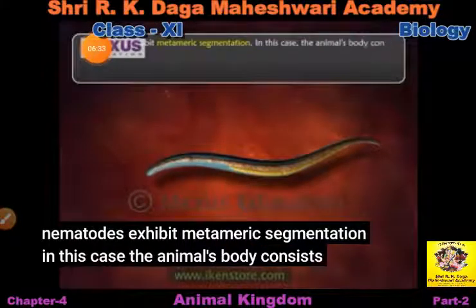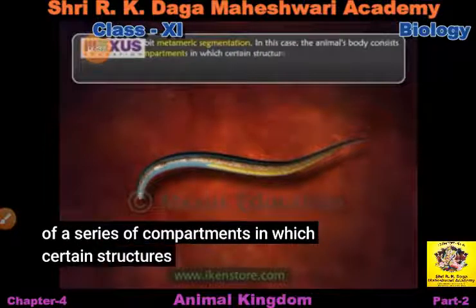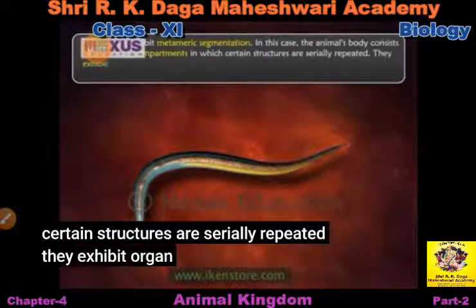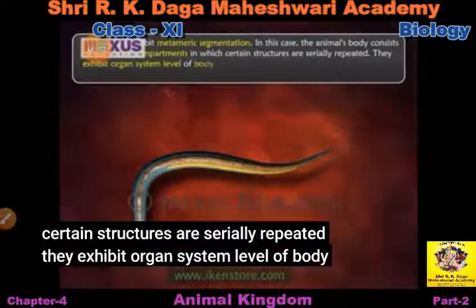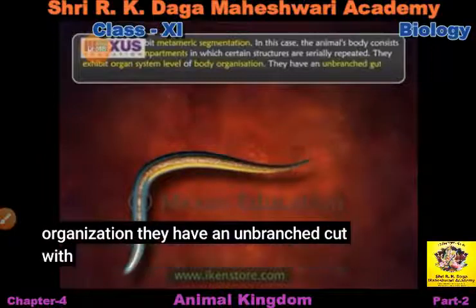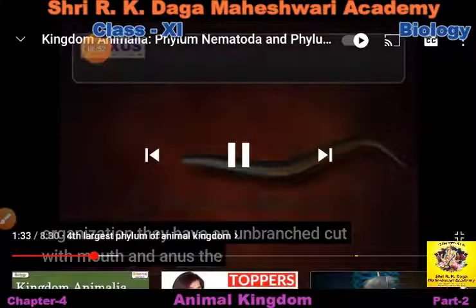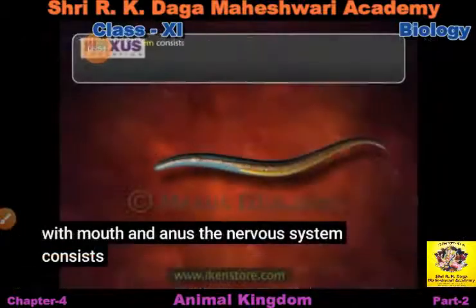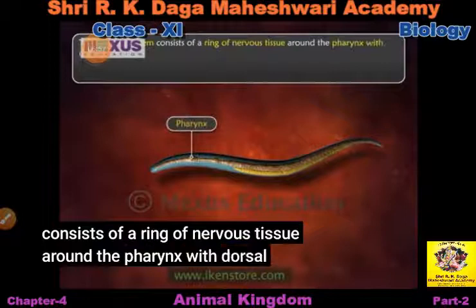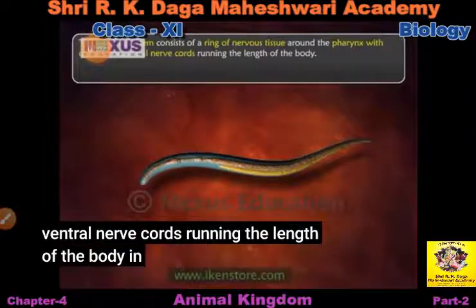The body consists of a series of compartments in which certain structures are serially repeated. They exhibit organ system level of body organization. They have an unbranched gut with mouth and anus. The nervous system consists of a ring of nervous tissue around the pharynx with dorsal and ventral nerve cords running the length of the body.